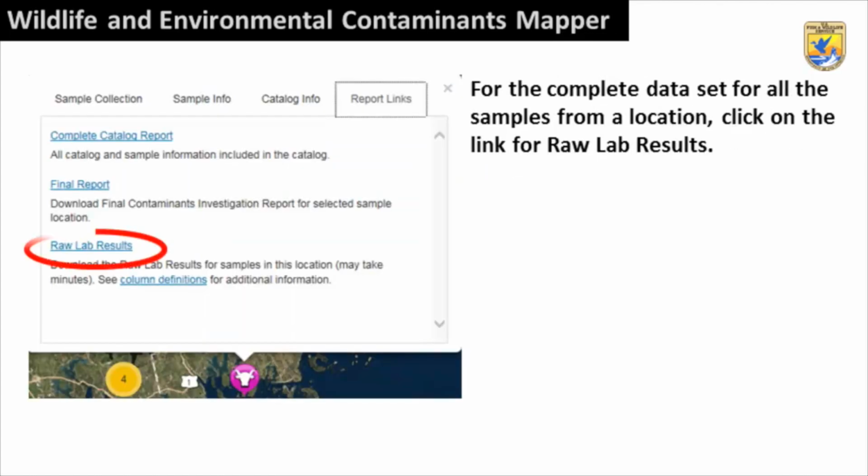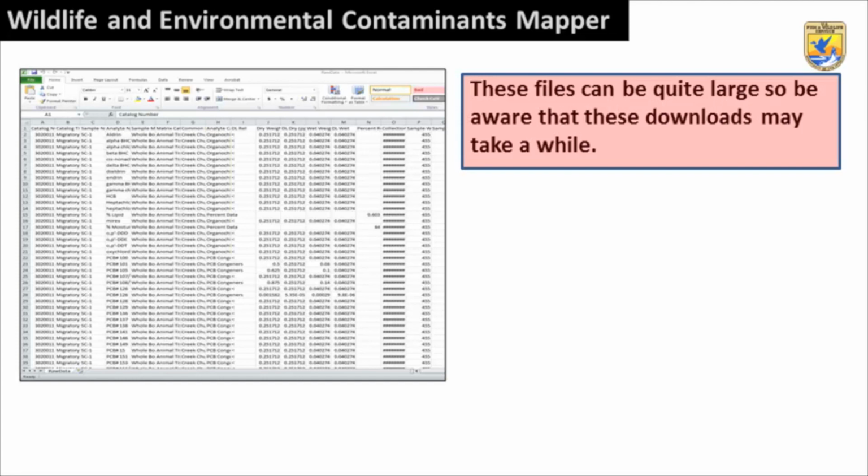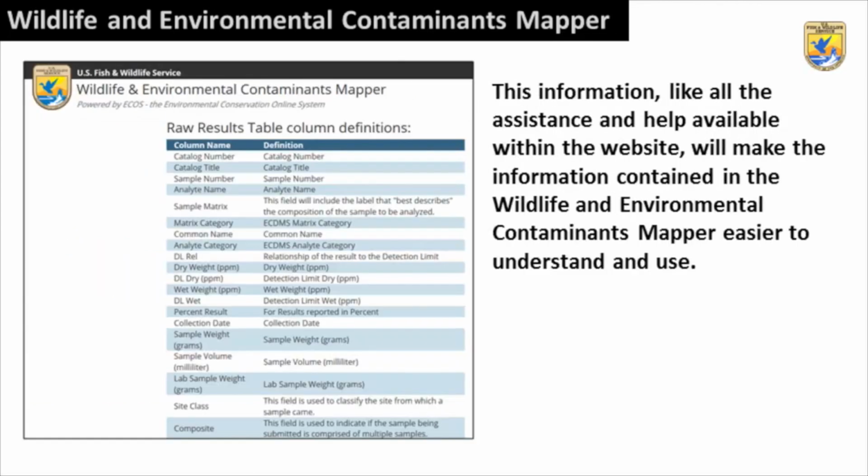For the complete data set for all the samples from a location, click on the link for raw lab results. This will link to a downloadable spreadsheet with all of the available data. These files can be quite large, so be aware that these downloads may take a while. And finally, when working with the raw lab results data and other report information, it is helpful to refer to the column definitions. This information, like all the assistance and help available within the website, will make the information contained in the Wildlife and Environmental Contaminants Mapper easier to understand and use.